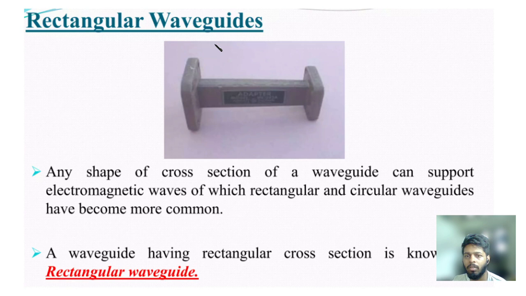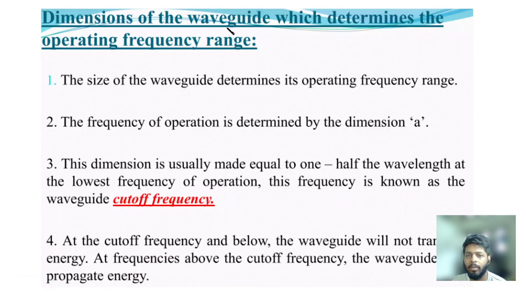It is a rectangular waveguide. Any shape of cross-section of a waveguide can support electromagnetic waves, of which rectangular and circular waveguides have become more common. A waveguide having a rectangular cross-section is known as a rectangular waveguide. The dimension of a waveguide determines the operating frequency range. The size of a waveguide determines its operating frequency range.